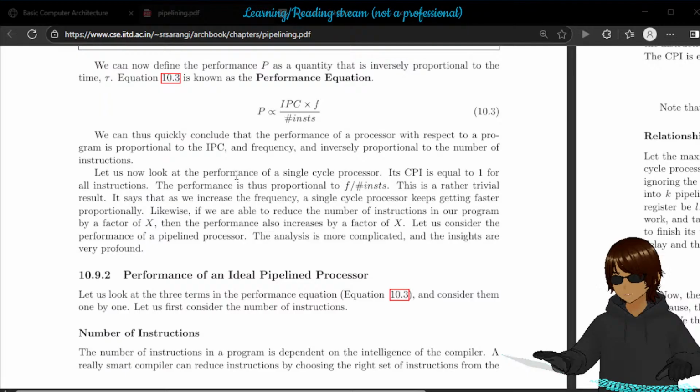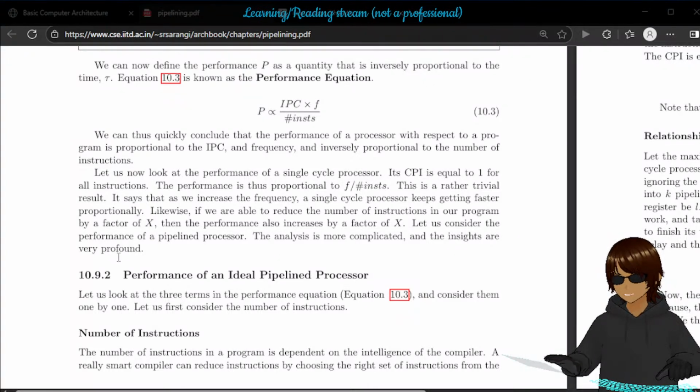Let us now look at the performance of a single cycle processor. Its CPI is equal to 1 for all instructions. The performance is thus proportional to F divided by the number of instructions. This is a rather trivial result. It says that we can increase the frequency, and a single cycle processor keeps getting faster proportionally. Likewise, if we are able to reduce the number of instructions in our program by a factor of x, then the performance also increases by a factor of x.